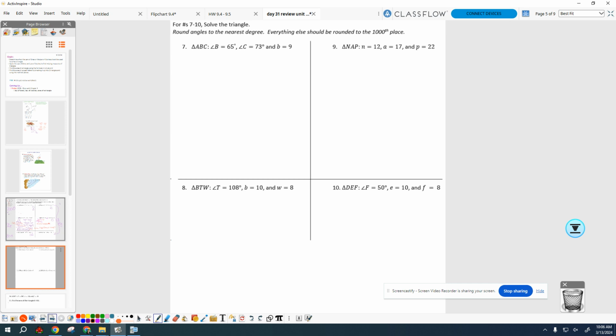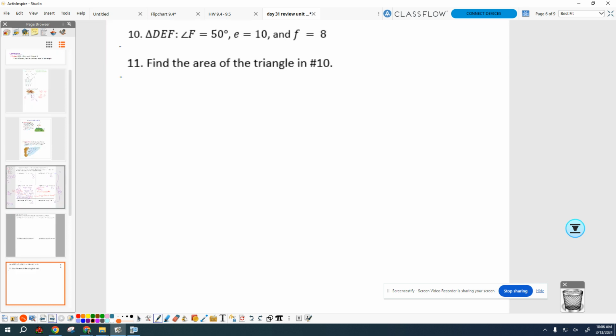Can you guys change this one on the back of the first page? In number 10, there's two different triangles, so you have to find the area twice. So, I only want to see that you can do it once. Find the area for number 9, not 10. Remember.